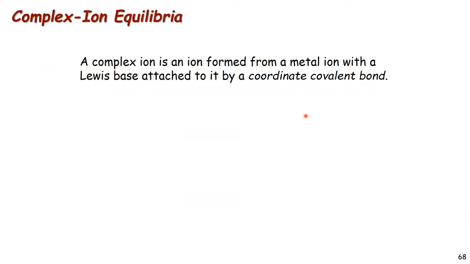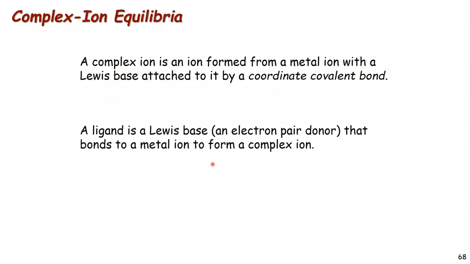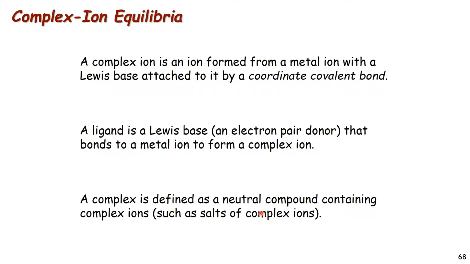Now, a complex ion is simply an ion formed with a metal ion with a Lewis base attached to it by the coordinate covalent bonds, as I've already explained. The ligand is the Lewis base, the electron pair donor. So in the last case, water was a ligand, and then it was replaced by the ligand ammonia. A complex is simply defined as a neutral compound containing complex ions. We'll come back to that. So in other words, there's going to be 2 complex ions, one positive, one negative, one anion, one cation, and they're going to form a neutral salt. So we call that a complex.